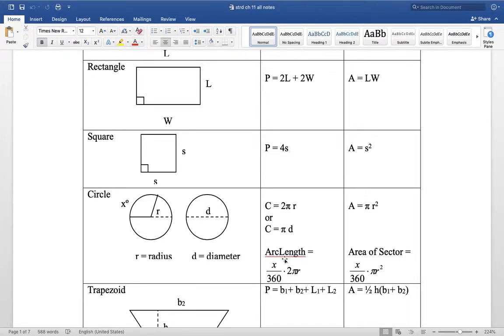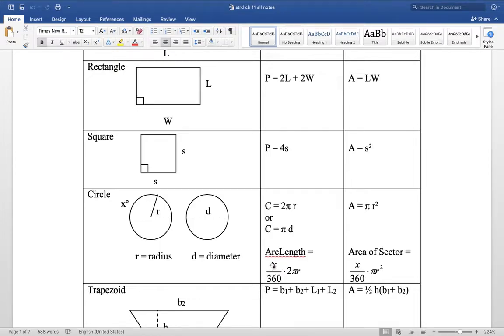Our formula for arc length is x over 360 times 2 pi r, where x is the size of the angle. Because the whole circle is 360, what we're doing is saying take a part of the circle. So maybe that part is 90 degrees, maybe that part is 120 degrees, maybe that part is 40 degrees, but some angle divided by the 360 gives us a part of a circle, and the 2 pi r is the circle. So really what this formula says is angle portion times whole arc length, 2 pi r. So we're taking that circumference times the angle portion.